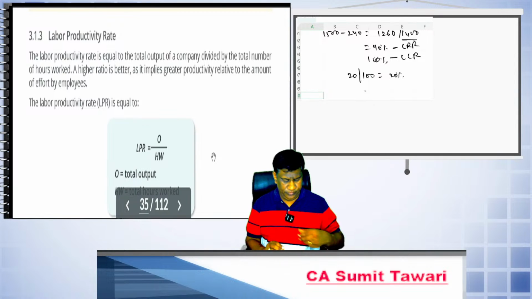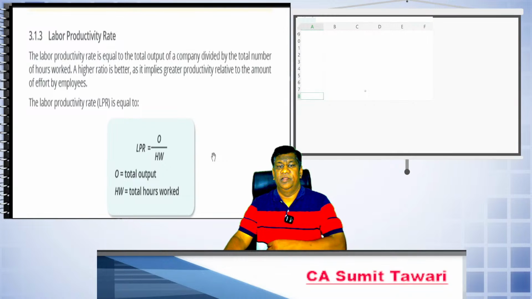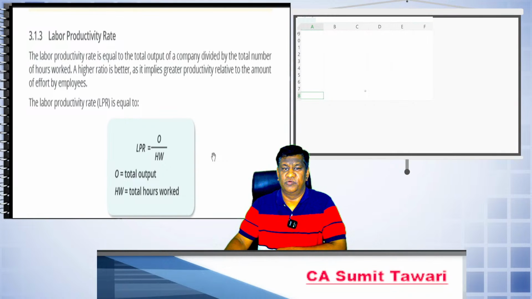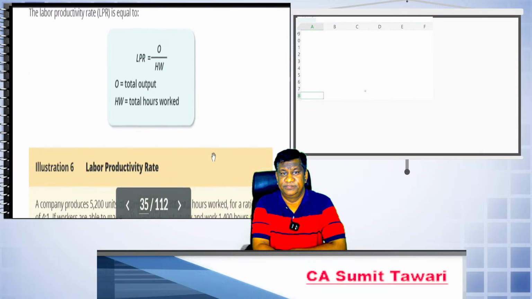Okay, so labor productive hour is basically the total output divided by total hours worked. Okay, so it is output we required in a quantity, and how many hours worked by the people. So that is basically the labor productivity rate.